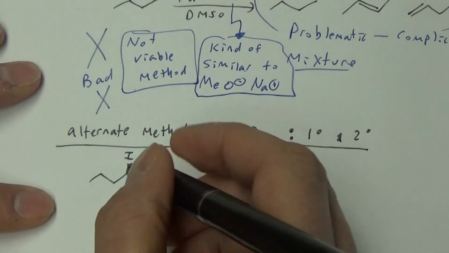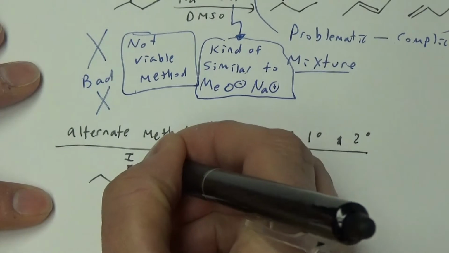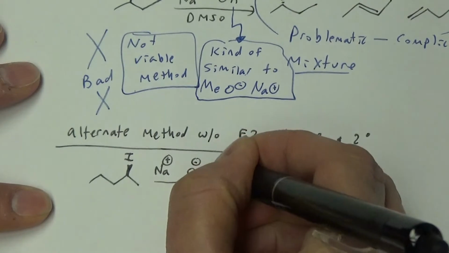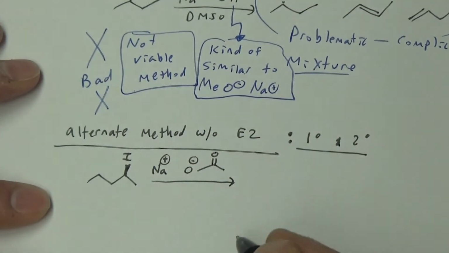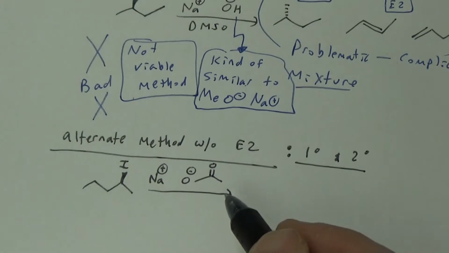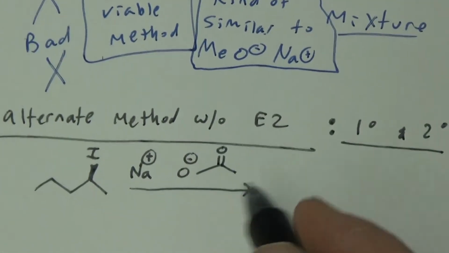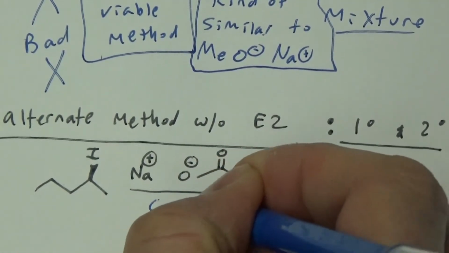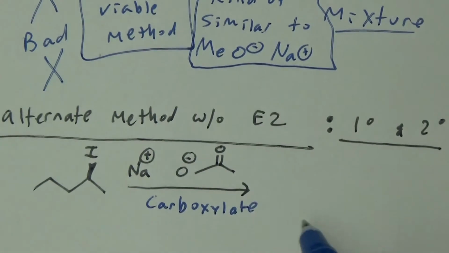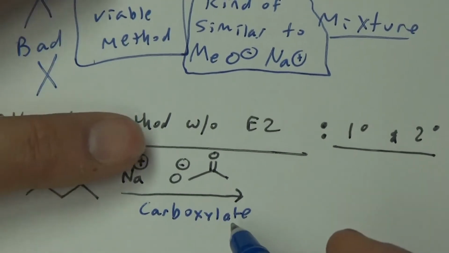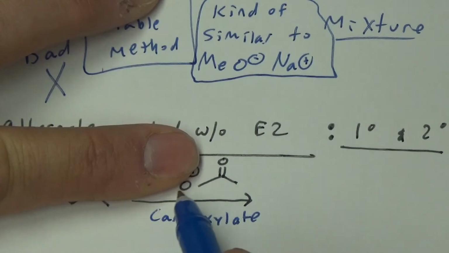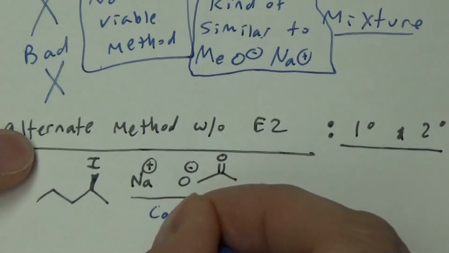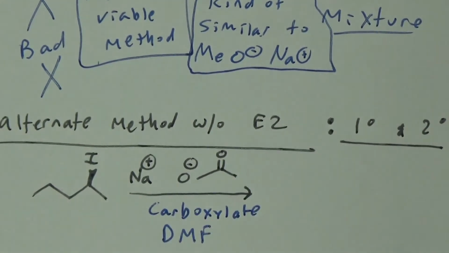This is how you do it. You first use a different nucleophile, Na plus, O minus, and this is a carboxylate. This is the sodium salt of a carboxylic acid. This is the carboxylate of acetic acid, because acetic acid would be that with an OH. The carboxylate is the sodium salt of it, and maybe some DMF.